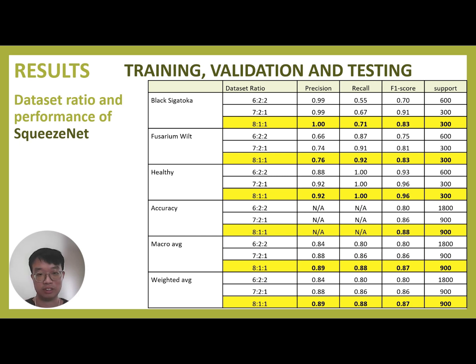Then this slide shows the classification result from the SqueezeNet model. It shows that the SqueezeNet trained on 811 dataset ratio has the best precision, recall, F1 score, and has an accuracy of 0.88.